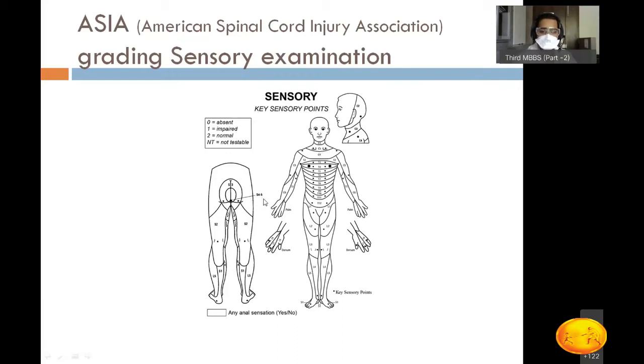You should check all these dermatomes in the upper limb and lower limb. If the upper limb dermatomes are normal, you can directly go to the lower limb dermatomes. The last point to be checked in sensations is anal sensation, whether it is present or absent.